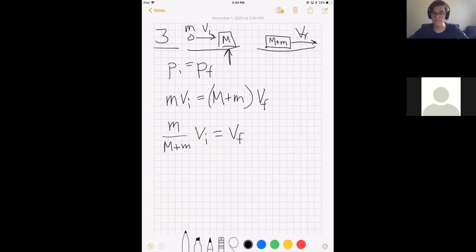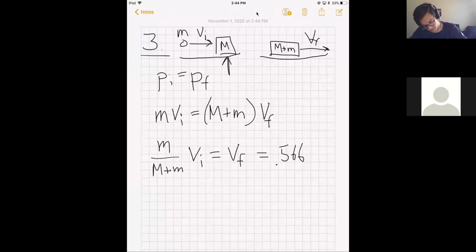And then we can plug in numbers, so I'm not going to bother doing that. The answer ends up being 0.599, which is answer D. So D is correct. Yeah, we round that up to D. That is not a 6, that should be a 9.